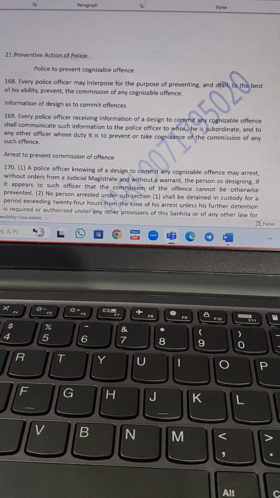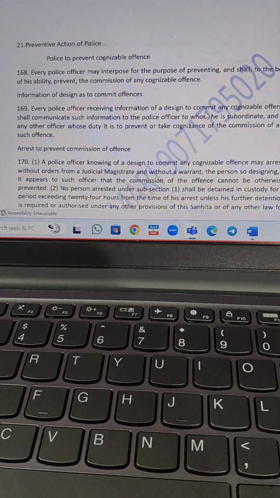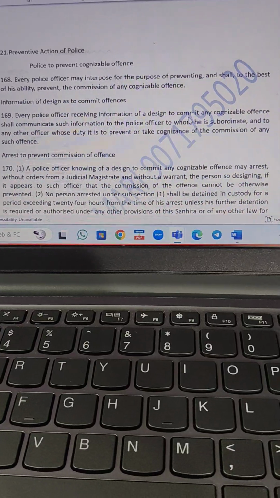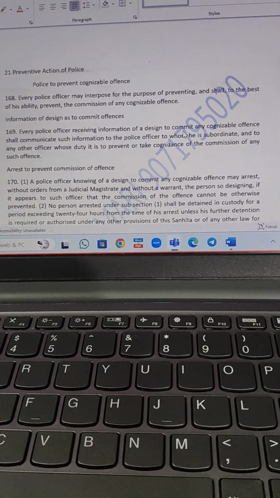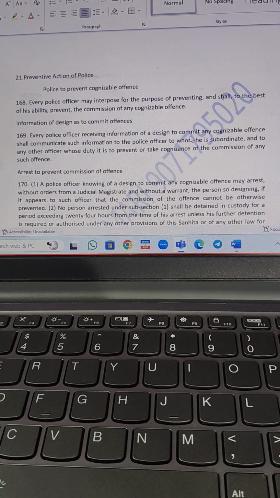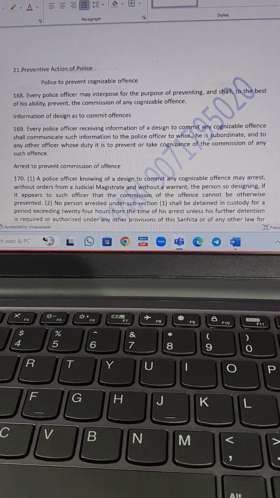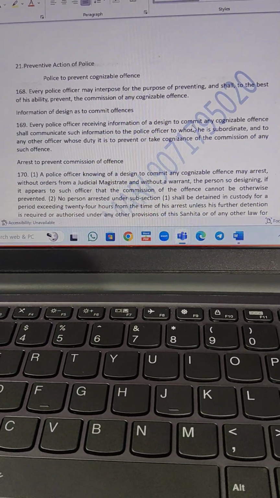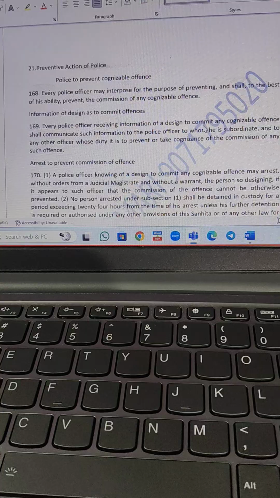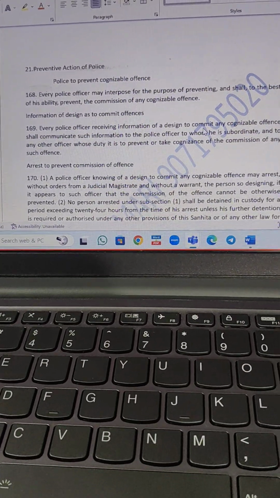Preventive action of the police. Preventive action of the police means what the police officers will do to prevent the commission of the crime. So, police to prevent cognizable offences. Cognizable offences are those offences that are very serious in nature. For example, murder, rape, all these are serious offences.